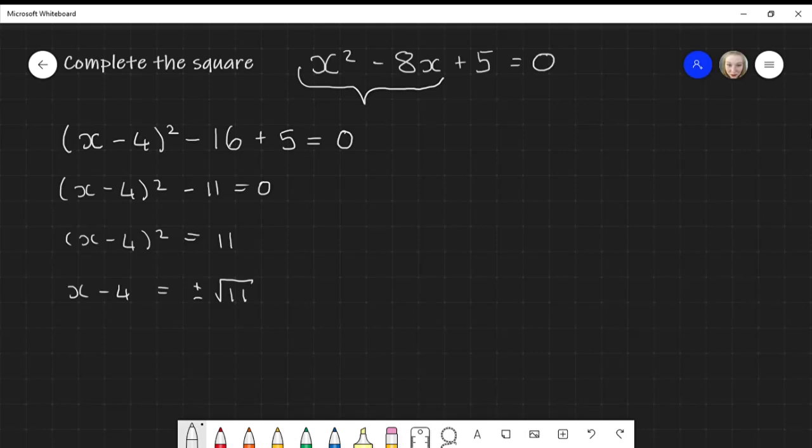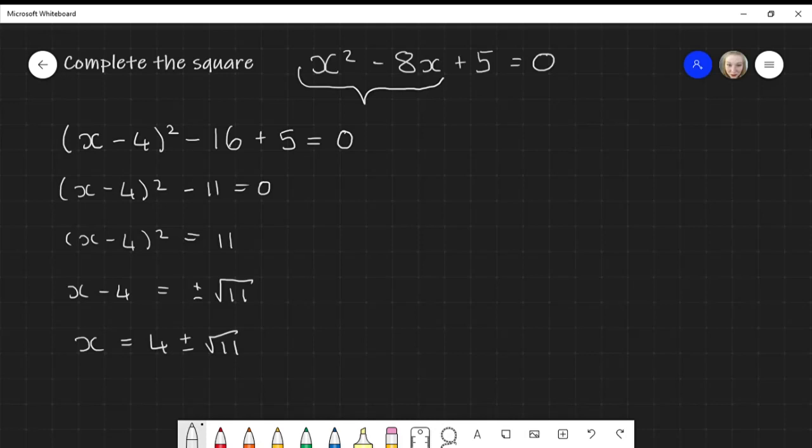And from here, all we have to do is bring the 4 over, so we've got x on its own on the left hand side. And that is our answer for the first example. x is 4 plus or minus root 11. What would you do if you had a constant in front of the x squared term? Don't worry, we'll do an example on it and I'll show you how you would tackle that.